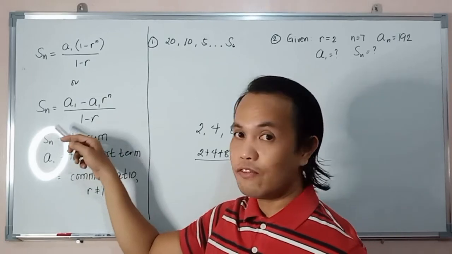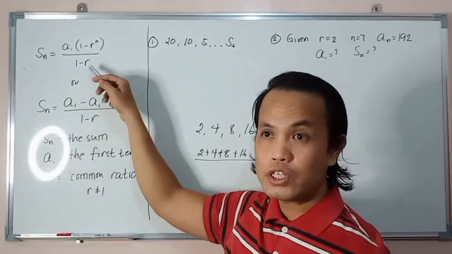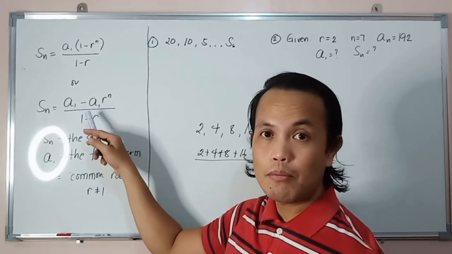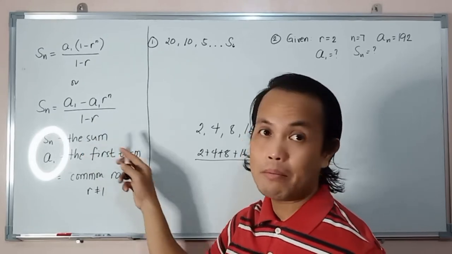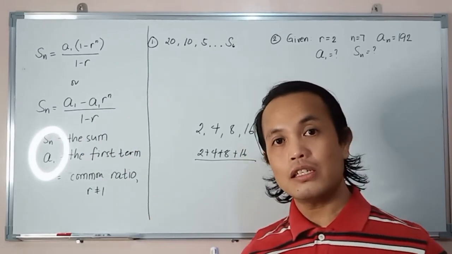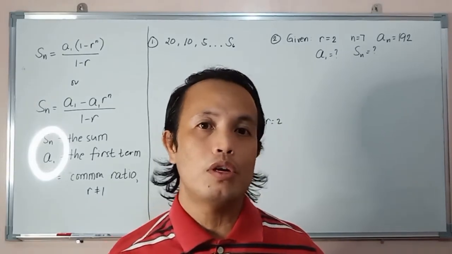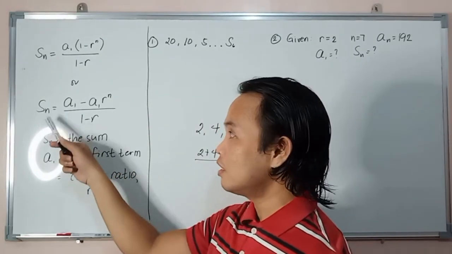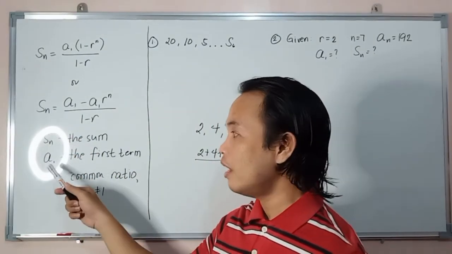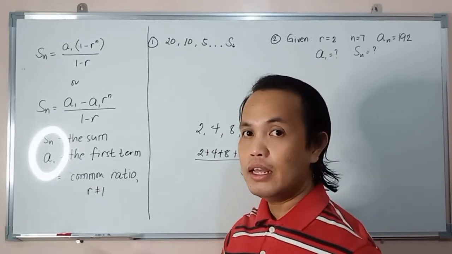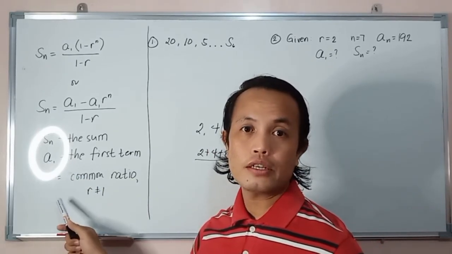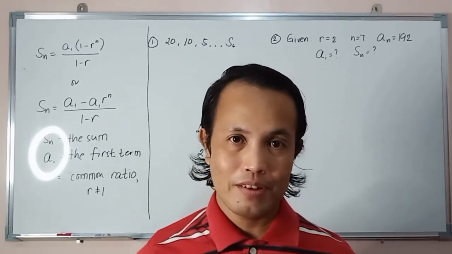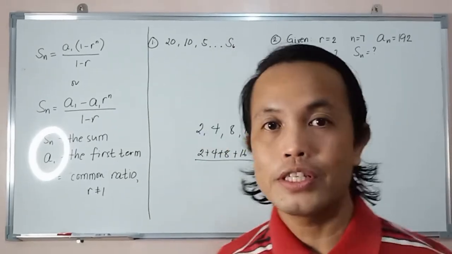Or we can use the second formula, which is basically the same as the first formula, that is S sub n equals A sub 1 minus A sub 1 times r raised to n, over 1 minus r. Again, this is a formula to use if the geometric sequence is a finite sequence. The sum of the geometric sequence is denoted as S sub n, our first term is A sub 1, and our common ratio is r, and the common ratio should not be equal to 1. Okay? So let us start with the first example.